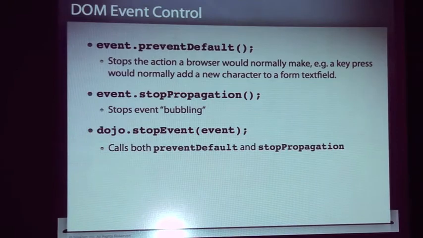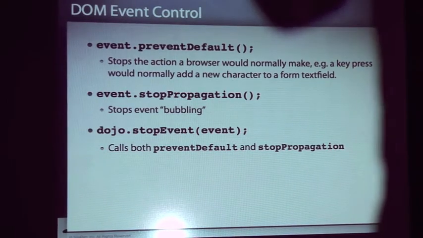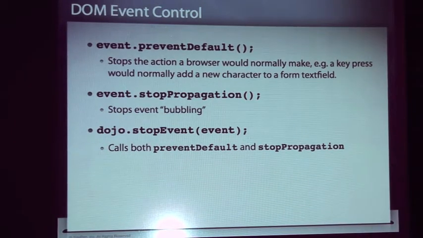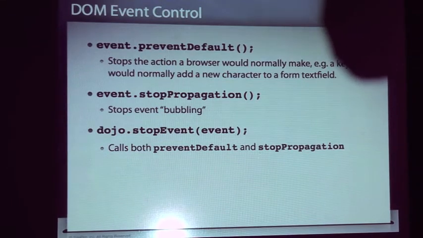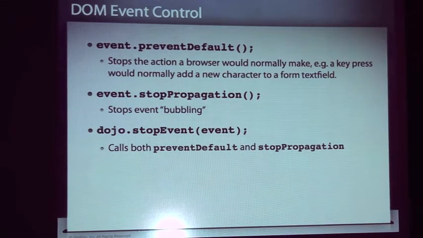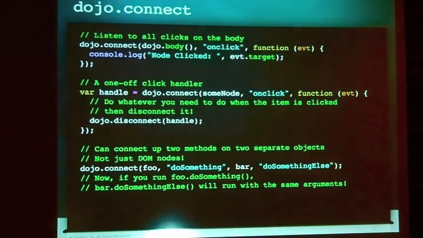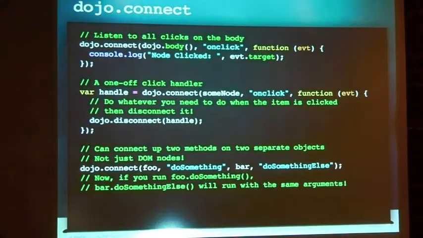And then some DOM event control. You can event.preventDefault. Dojo automatically sticks those on the event object for you. And then event.stopPropagation. And then if you want to do both, you can just use dojo.stopEvent, passing in the event. So the difference is, everyone knows the difference, right? So let's look at some code samples here.